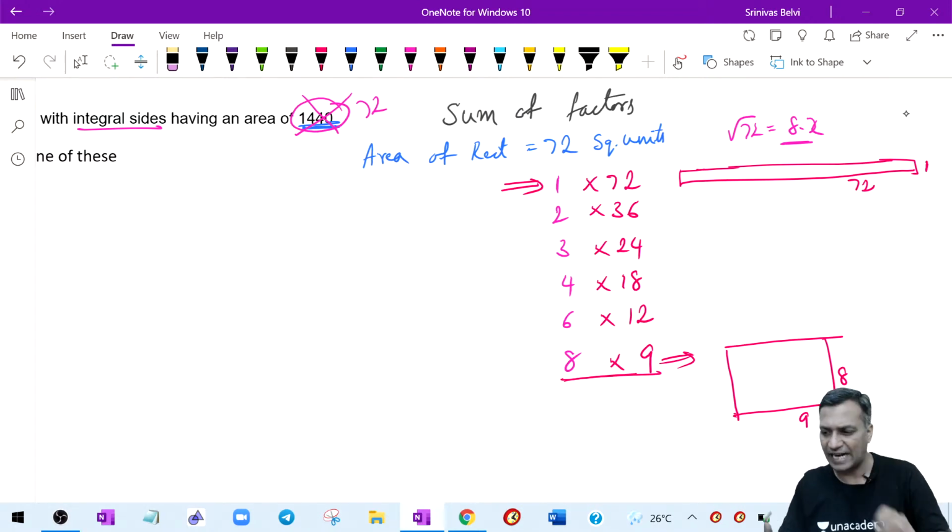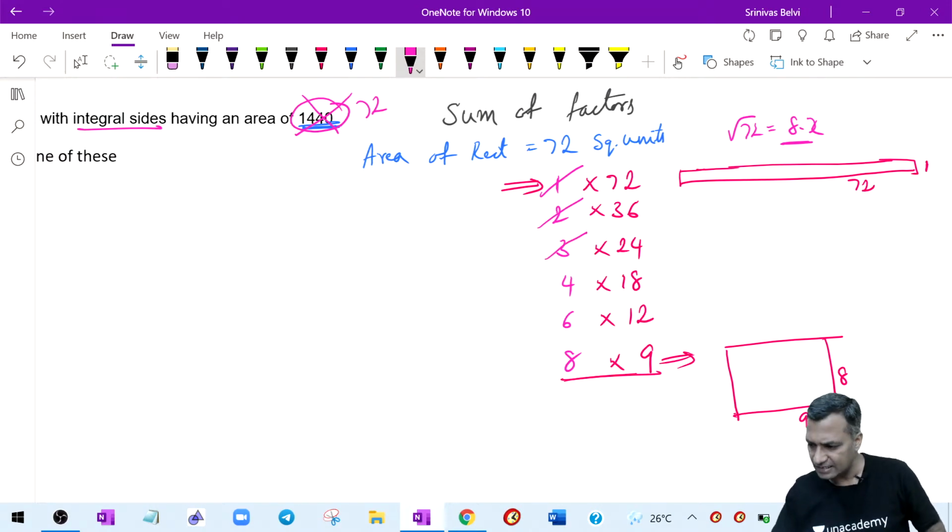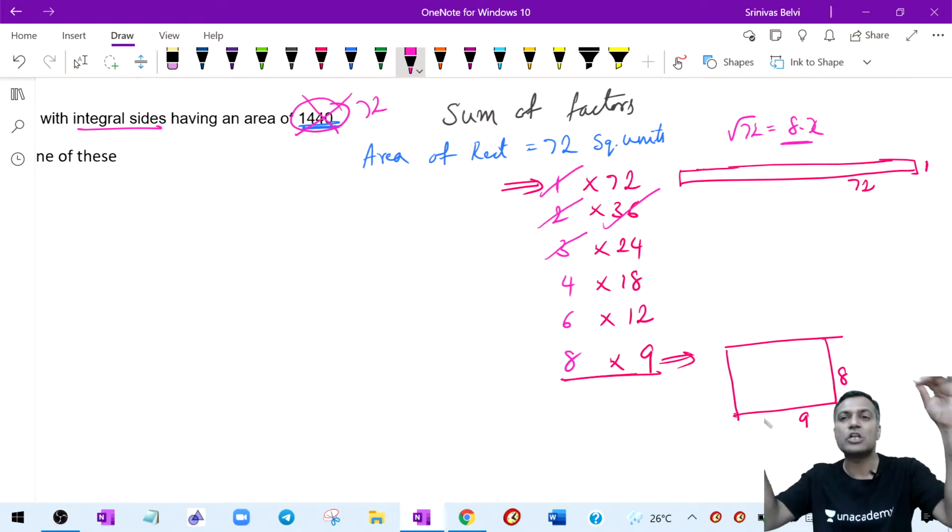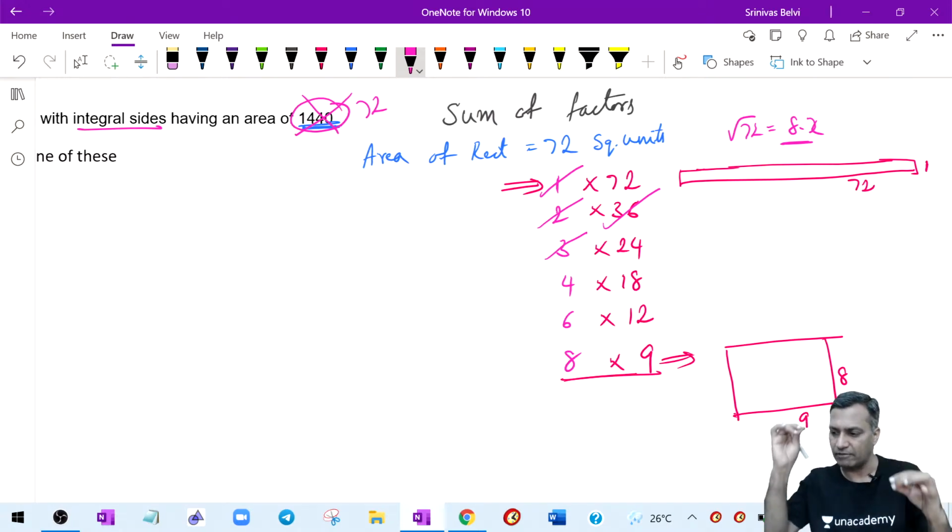Aren't they factors? Isn't 1 a factor? Isn't 2 a factor? Isn't 3 a factor? Isn't 36 a factor? Yes, these are the 12 factors of 72. It forms a logical pair. 1 forms a pair with 72, 2 forms a pair with 36, 3 forms a logical pair with 24. Likewise, that is how I am generating them.